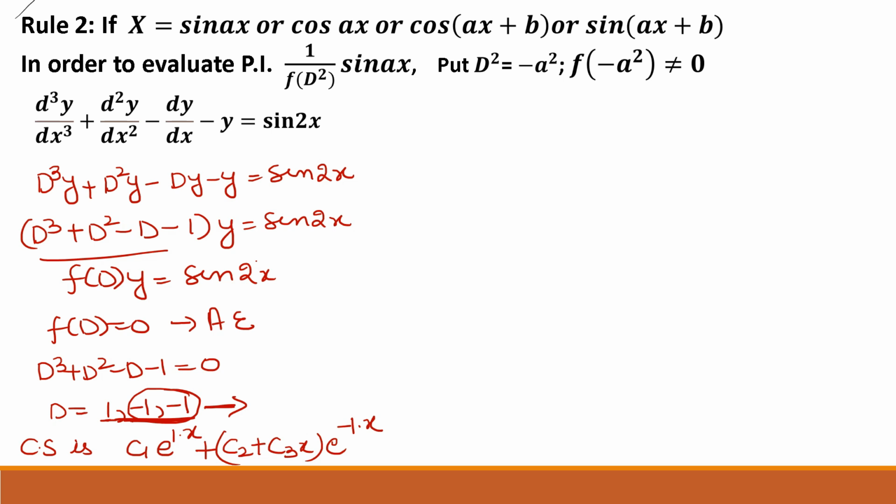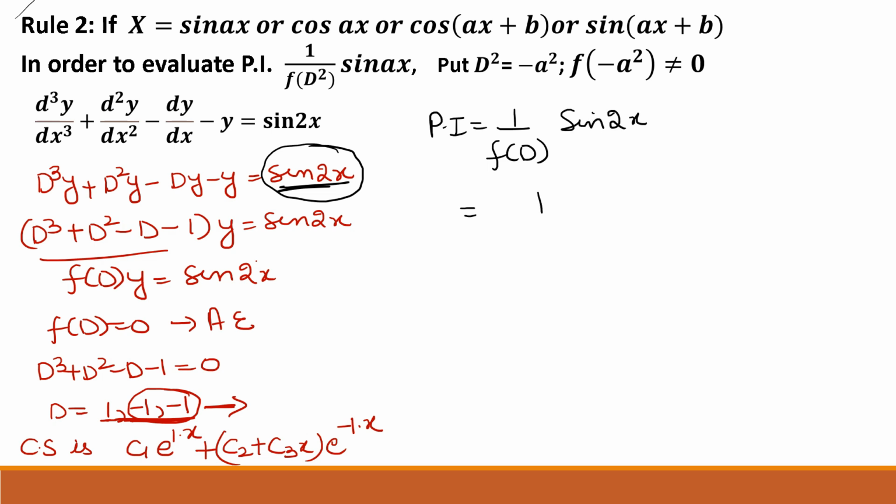So how to find the particular integral? The particular integral is equal to 1 over f(D) times whatever function you have here. This time we have sin 2x. Now what is f(D)? f(D) is D cube plus D square minus D minus 1, so 1 over this, operating on sin 2x. According to the rule, we can operate only over D square.